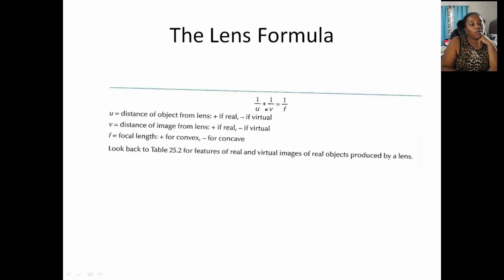And here's the lens formula that you can use. 1 over u plus 1 over v equals 1 over f. So you have to remember what u, v, and f are. F is very easy to remember, it's focal length. U is the distance of the object from the lens. It's positive if it's real, and negative if it's virtual. V is the distance of the image, right? From the lens, it's positive if it's real, and negative if it's virtual. So you gotta remember what u and v are. U is for the object, and v is for the image.